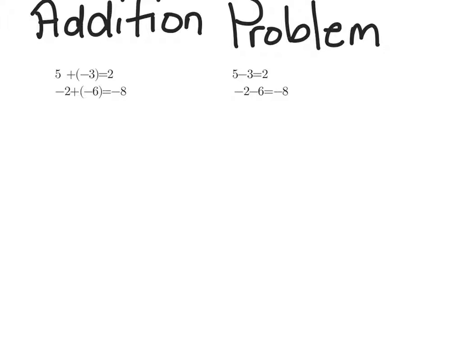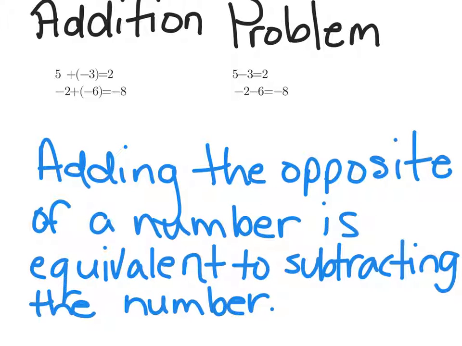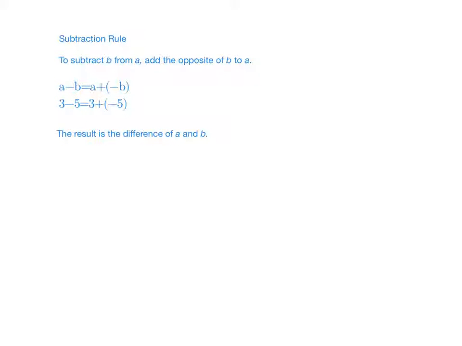The basic thing to remember is adding the opposite of a number is equivalent to subtracting the number, which is what we're seeing right here. An important subtraction rule is to remember that to subtract b from a, you add the opposite of b to a. And here's the example: a minus b equals a plus negative b. And it works using real numbers. It would be 3 minus 5 equals 3 plus negative 5. The result is the difference of a and b.